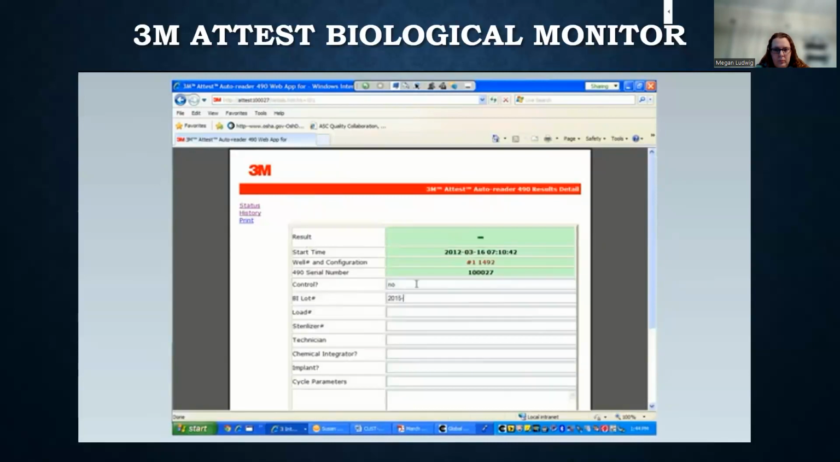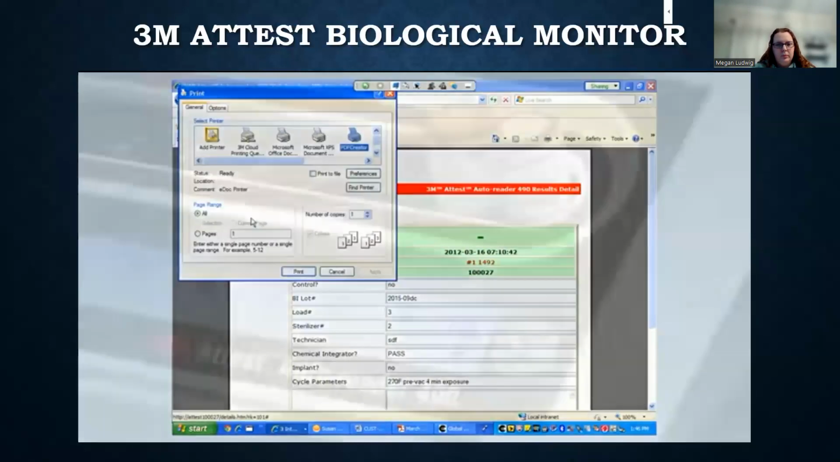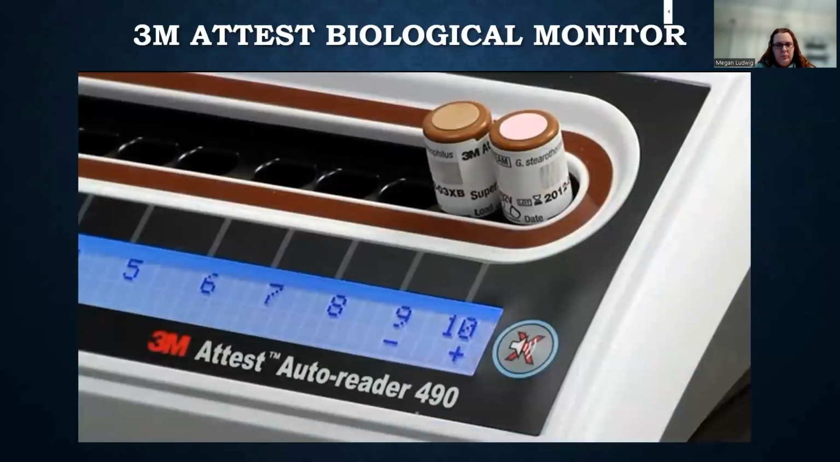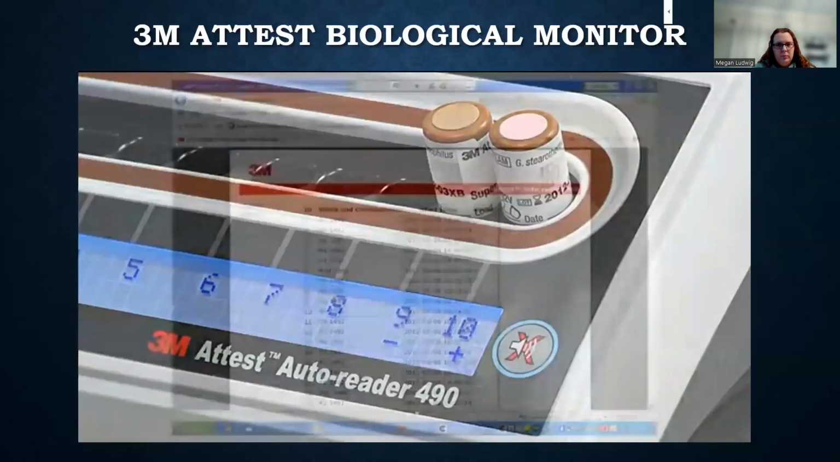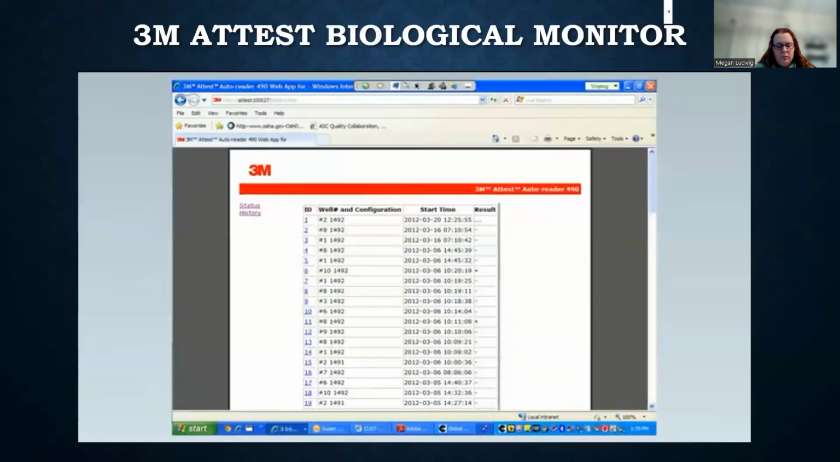Enter the specific information for that BI in the empty form fields. Once the BI result is available, print or file the results detail page to create an individual record for the incubated BI. The Auto Reader 490 stores results for the last 100 incubated BIs on embedded software. The web app history page provides a summary of these results.